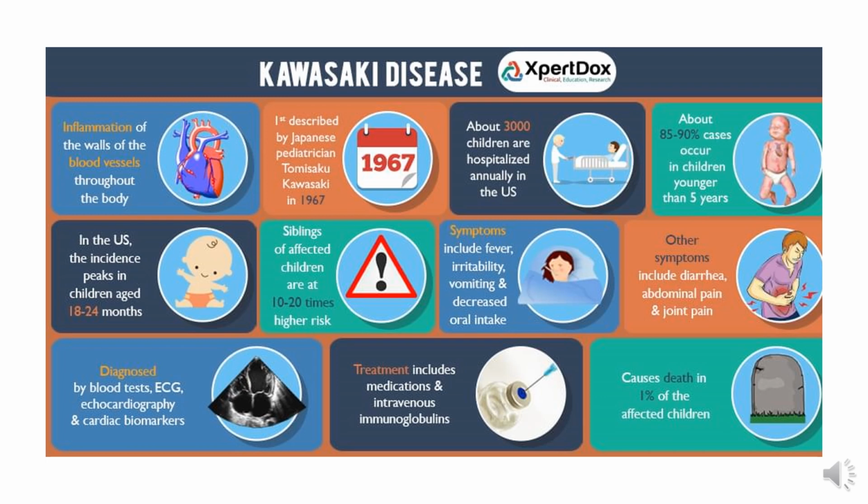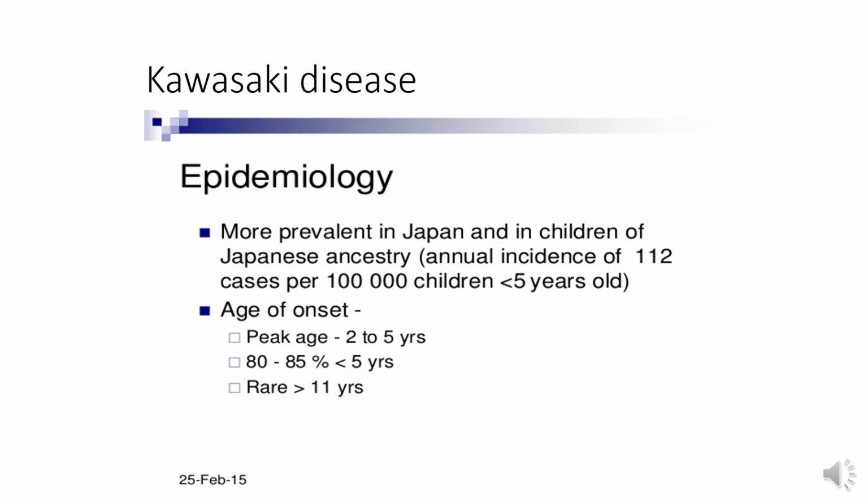Kawasaki disease, previously called mucocutaneous lymph node syndrome, is one of the most common vasculitides in childhood, particularly in East Asia. The incidence among children younger than 5 years of age was approximately 112 per 100,000 people. Peak age is between 2 and 5 years, and 85% of patients are under 5 years.